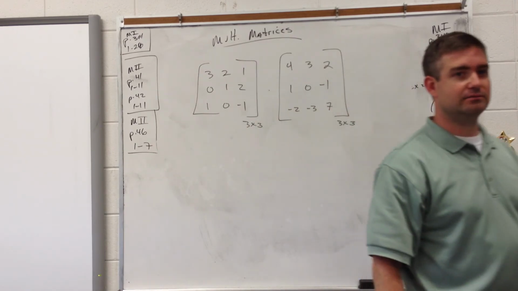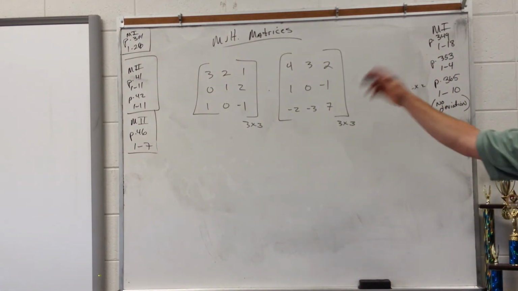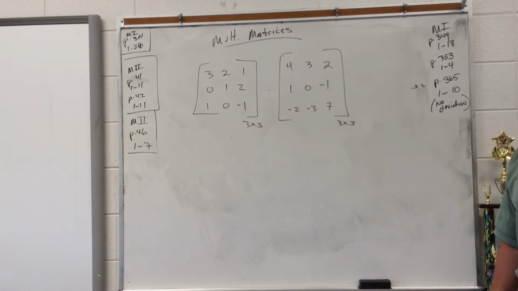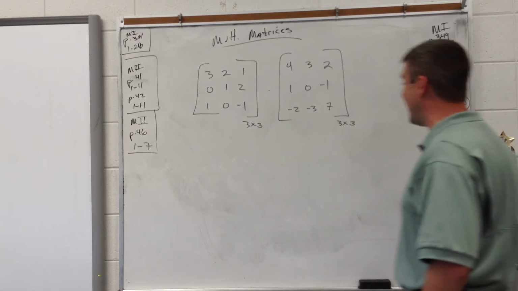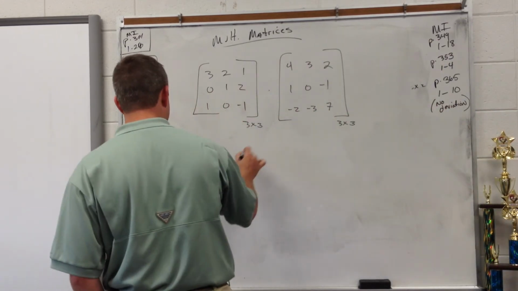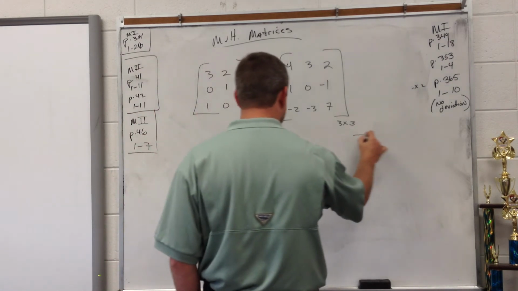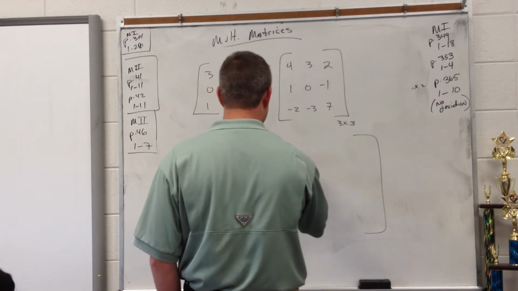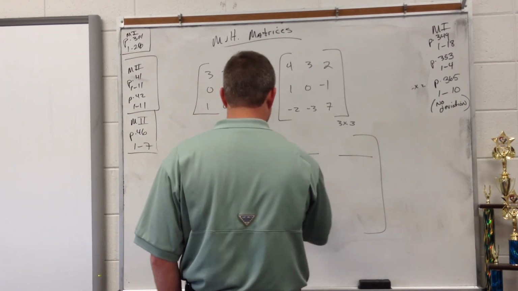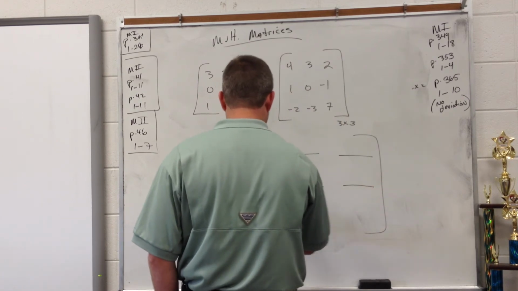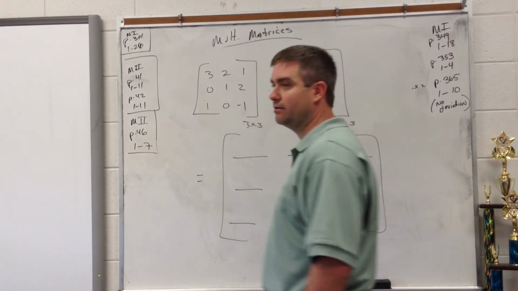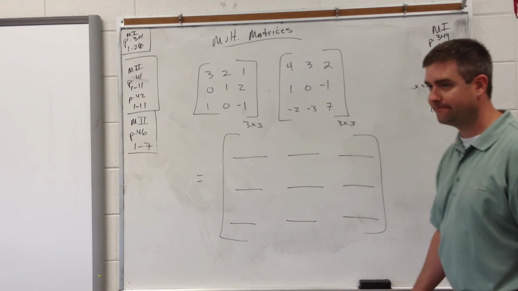What are we multiplying? A what times a what? A 3 by 3 times a 3 by 3. What's your outcome going to be? A 3 by 3. You have 9 dashes to fill in. I'm going to do it big here, because you need lots of room. 9 dashes. Let's do the first couple. I'll get you started, and then you can fill in as we go. All right? So here we go.